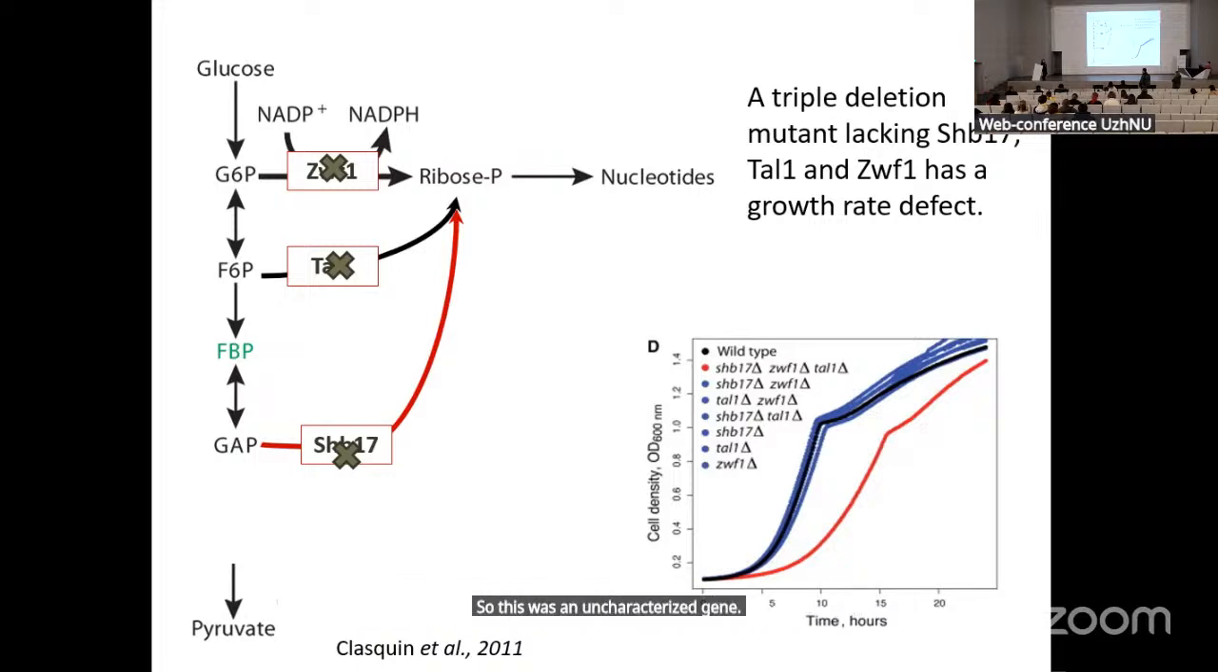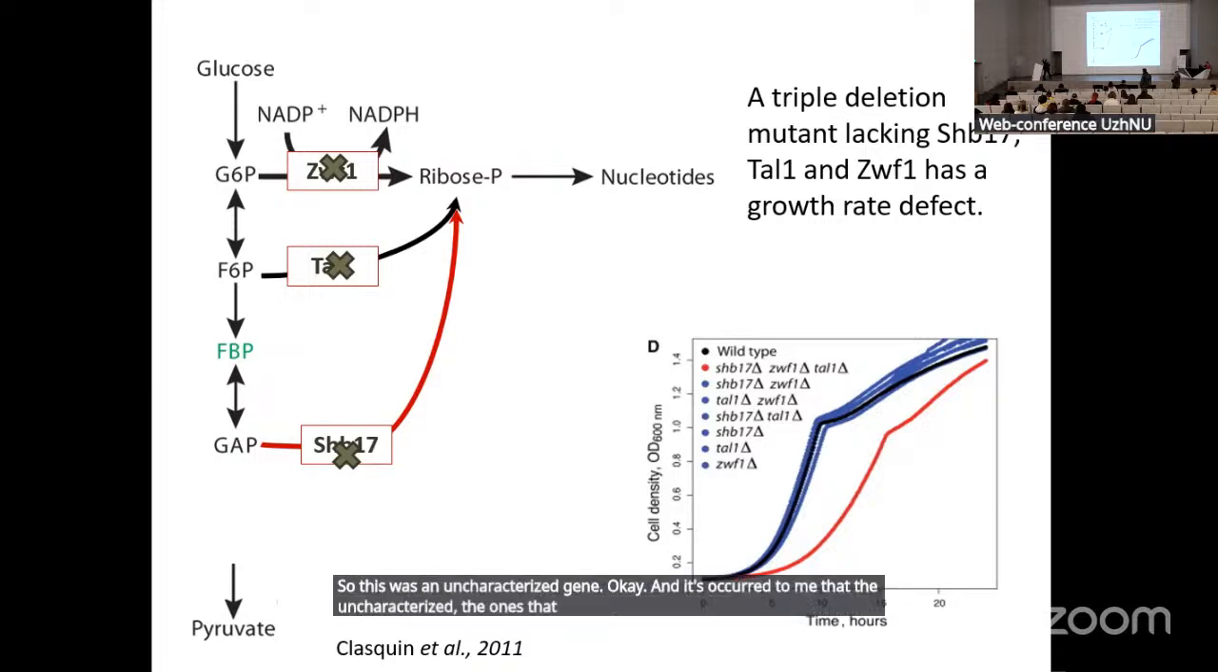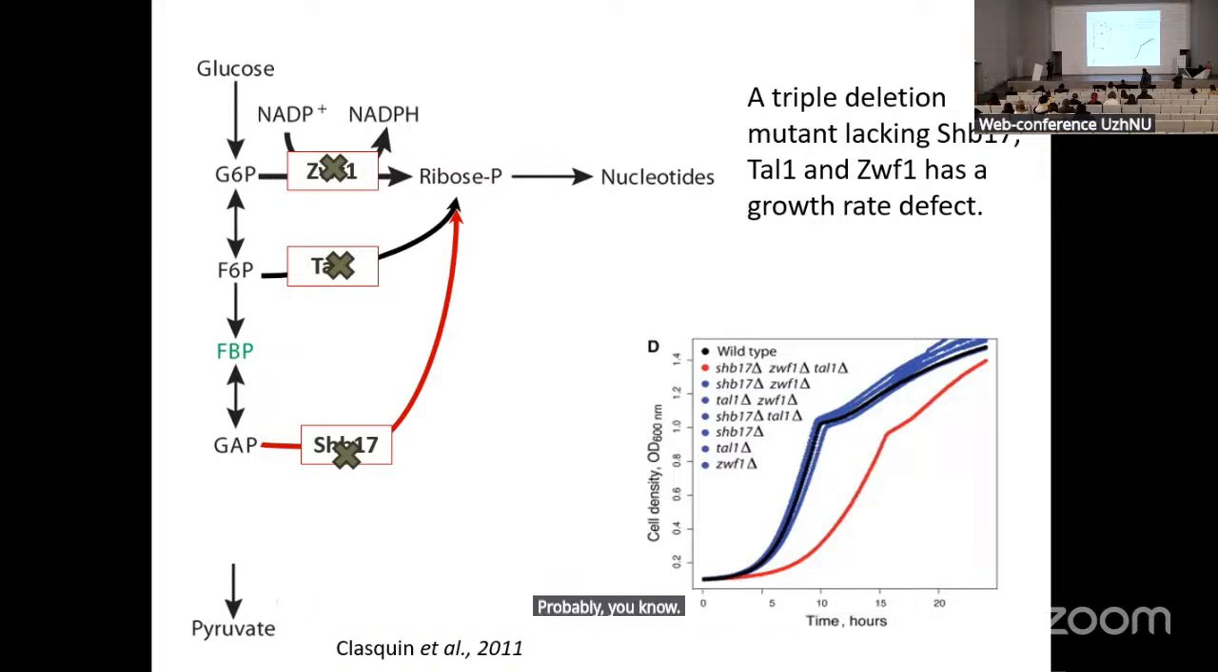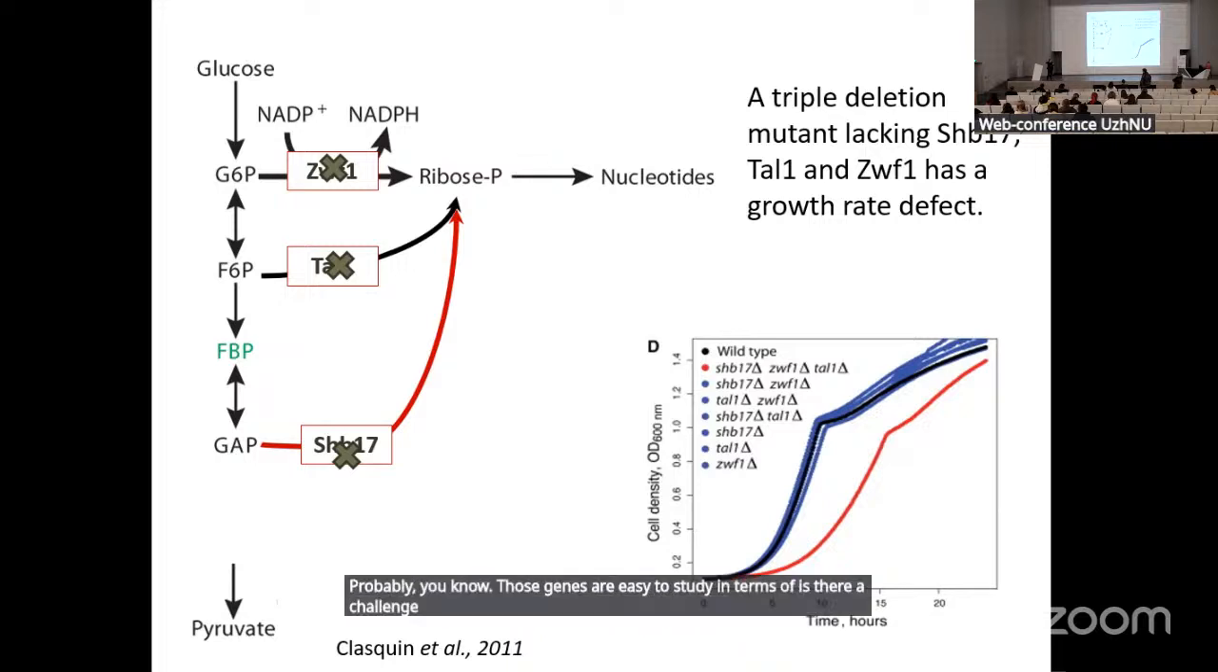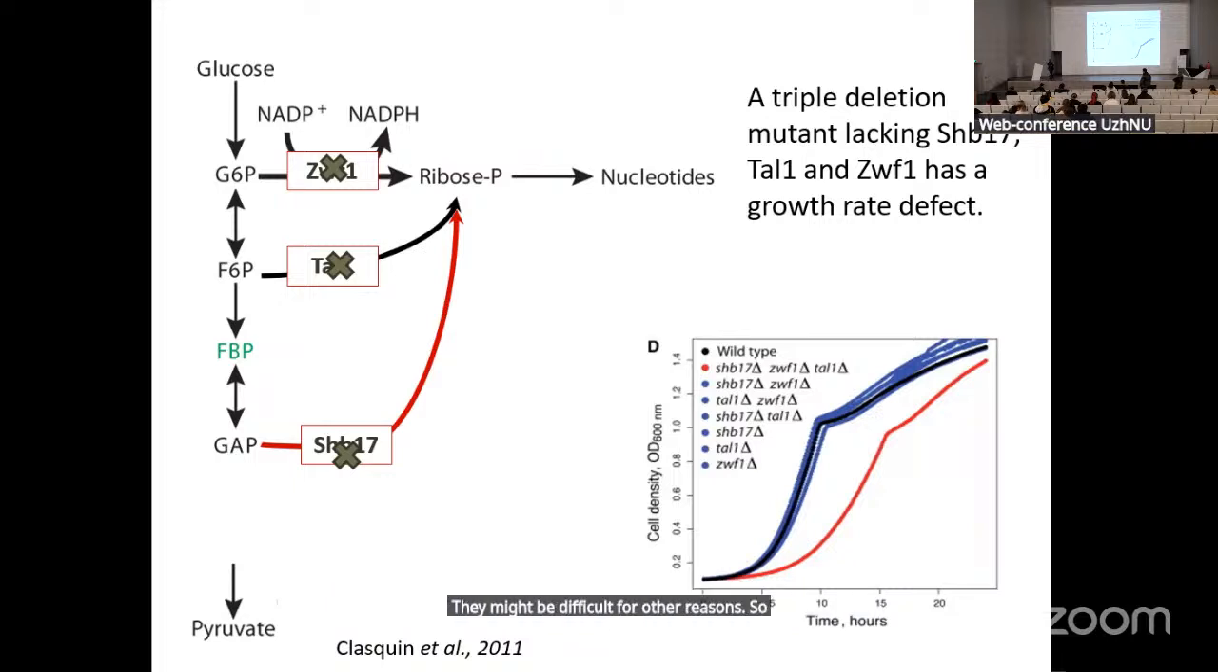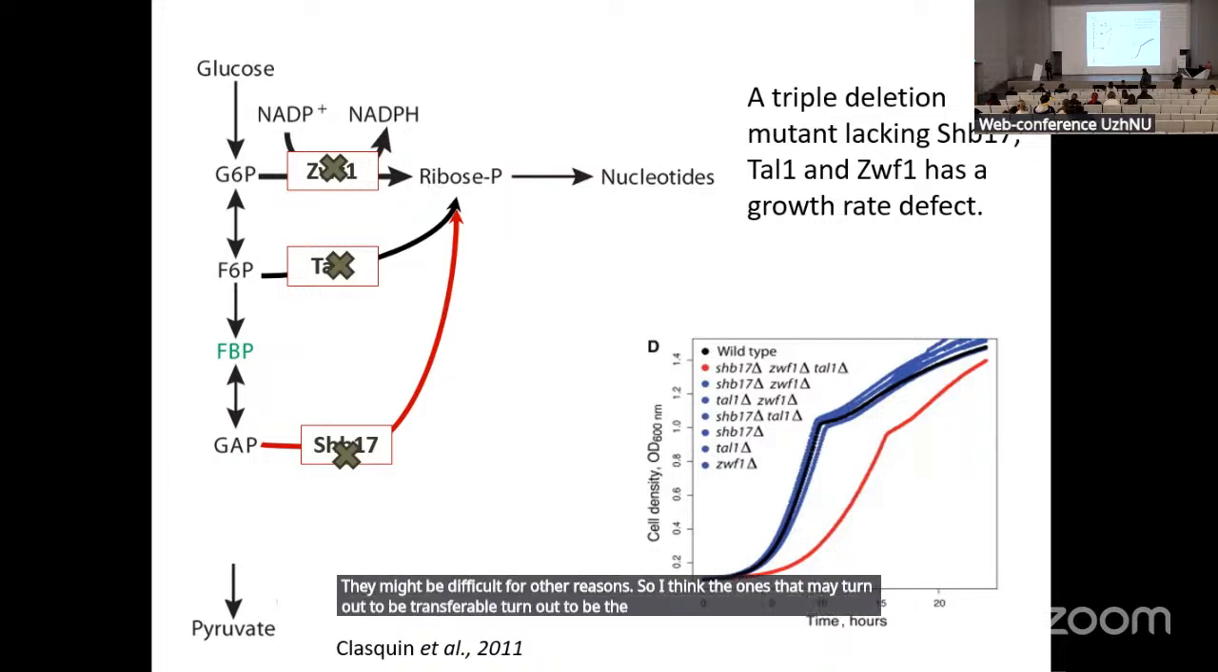The uncharacterized genes that are growing by vertical descent and are in mouse and human and model organisms that are heavily studied are easy to study. Is there a challenge with their evolutionary history? They might be difficult for other reasons. So I think the ones that may turn out to be transferred will be the ones that are understudied, because, for example, they're not in human.